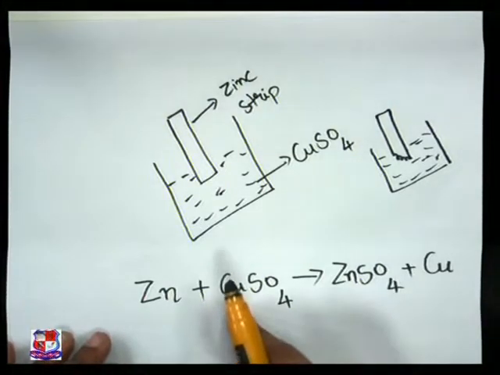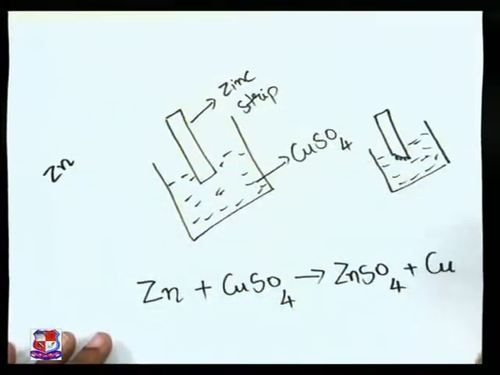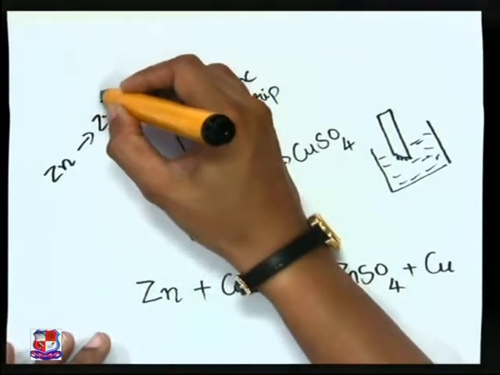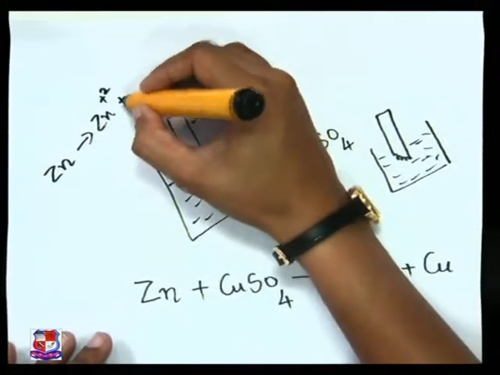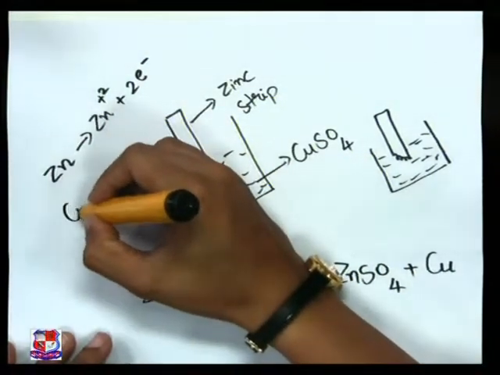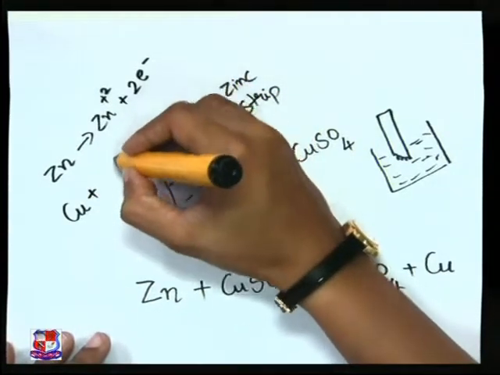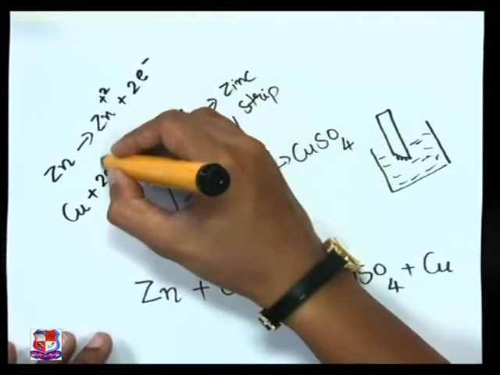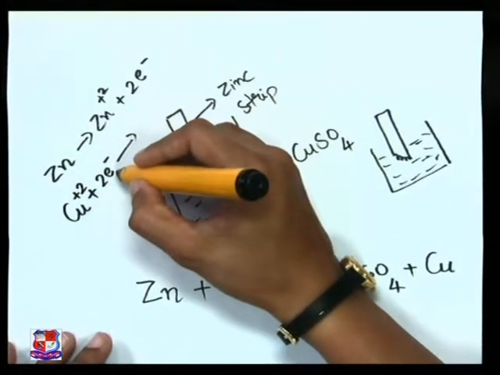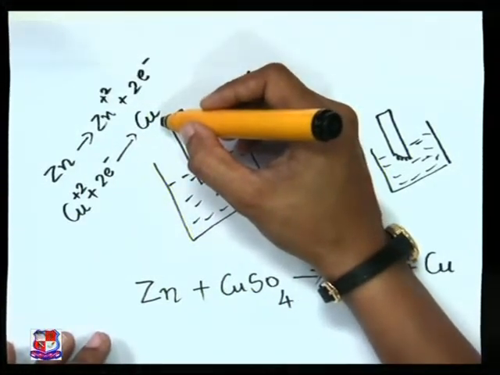Now let us try to write the chemical reaction. Here is zinc, so it is undergoing oxidation. Zinc is going to form Zn plus 2 ions, and 2 electrons are removed in the process. And for copper, copper is accepting. Copper in the plus 2 state accepts 2 electrons, and that is why it will go to the zero oxidation state, forming copper.